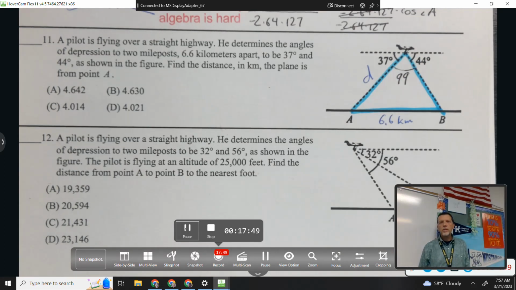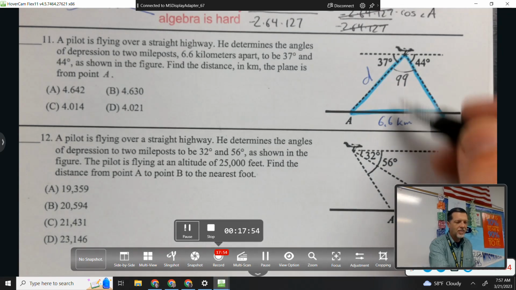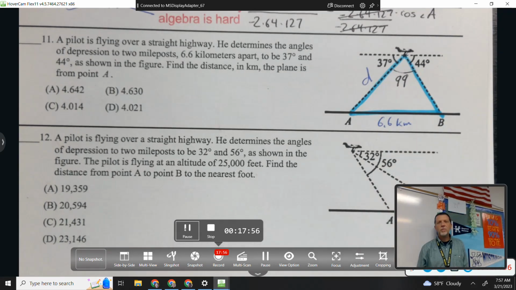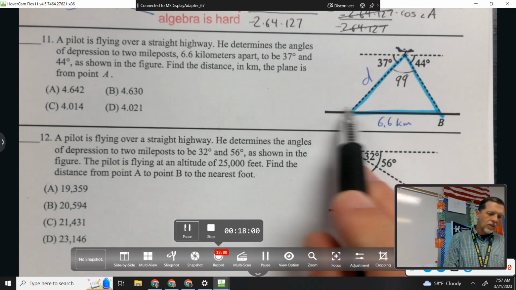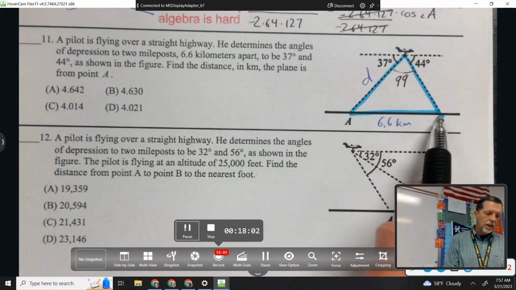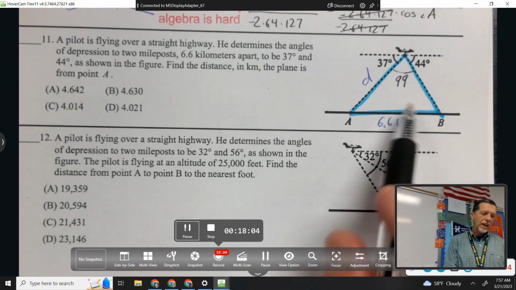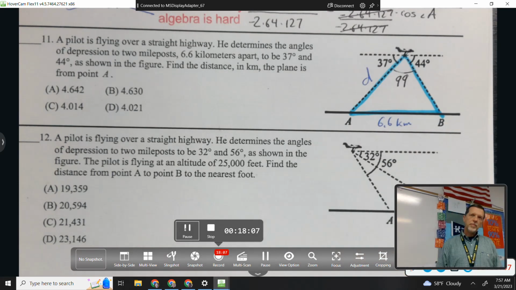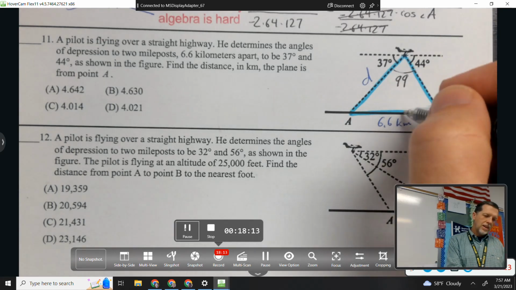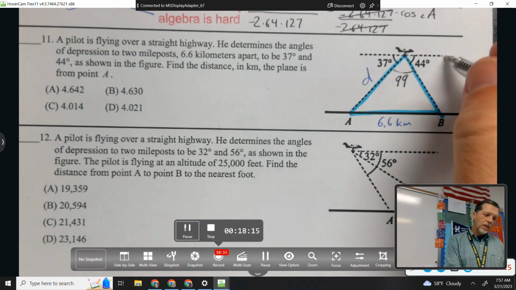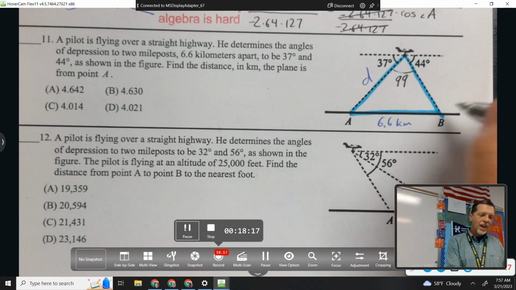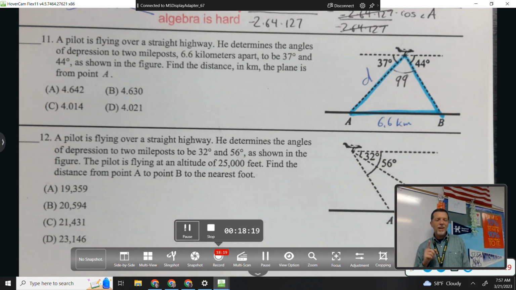So I'm thinking law of sines, right? Because I've got 99 and 6.6 across from each other, so that's probably a law of sines problem. But I need another angle, preferably angle B, because that's across from the side I'd like. Oh, there's a 90-degree angle. Like that? Oh, like this? Okay. You could get there that way. That would be fine.